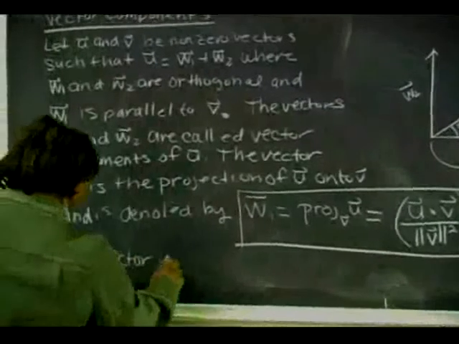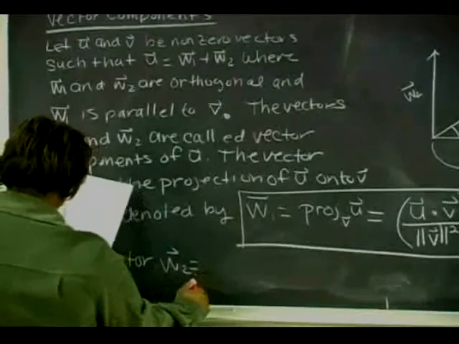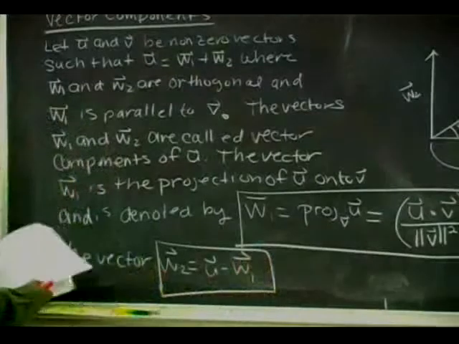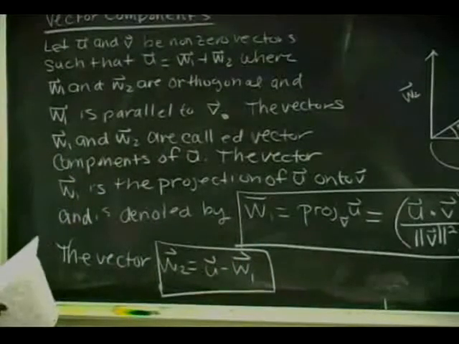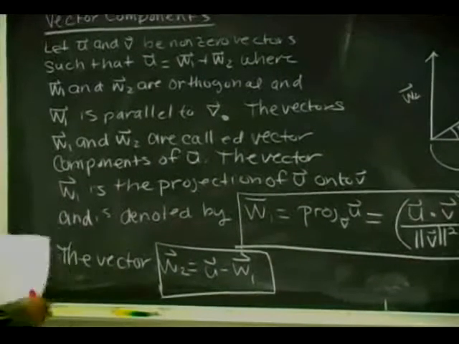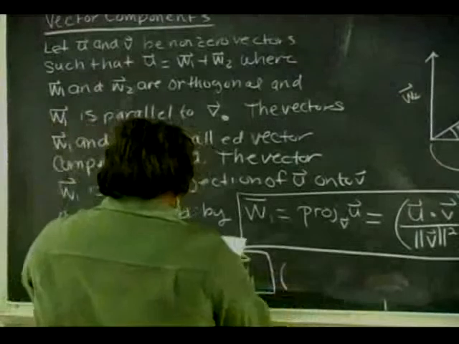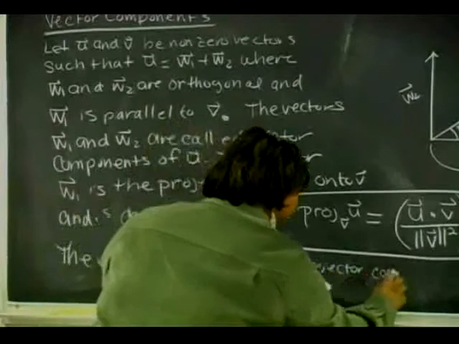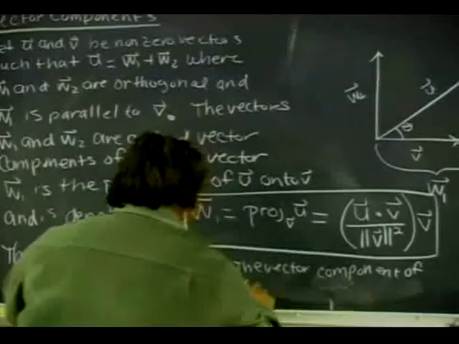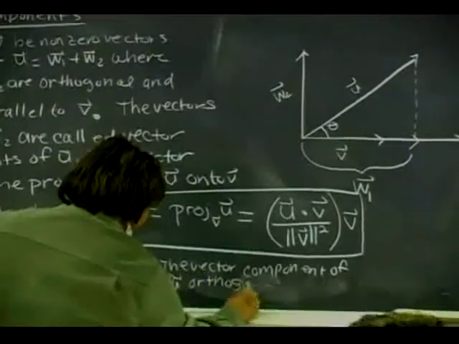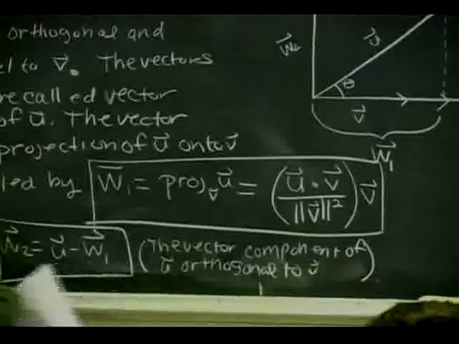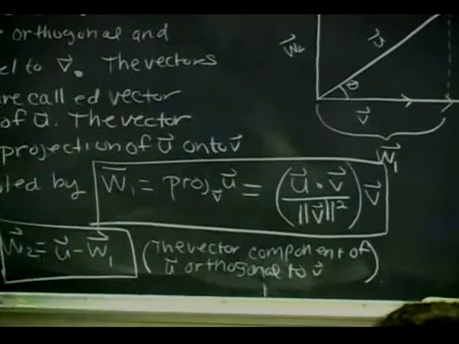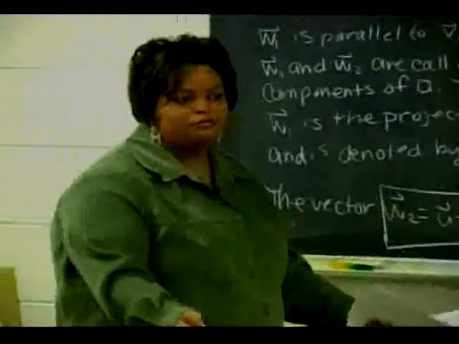The vector W2 is U minus W1. And W2 is referred to as the vector component of U orthogonal to V. So essentially, in the problem that we're about to do, they're going to want you to find W1 and W2 based on a U and a V that they're giving you.